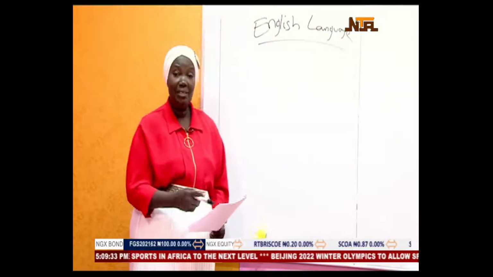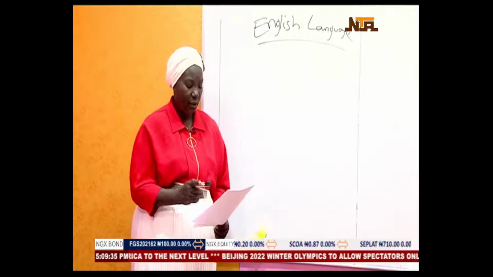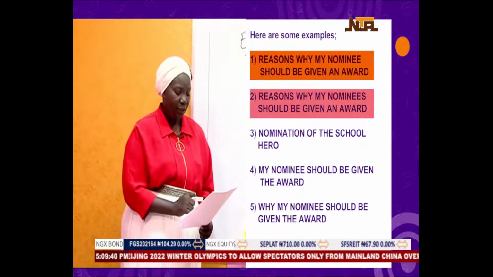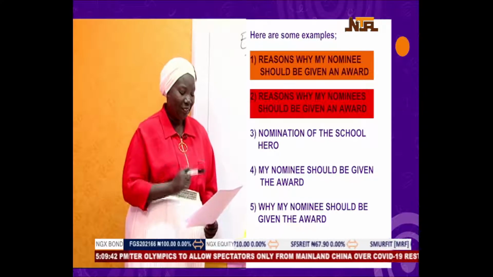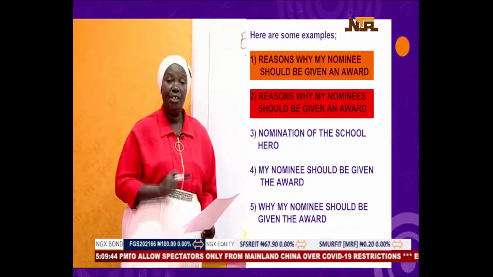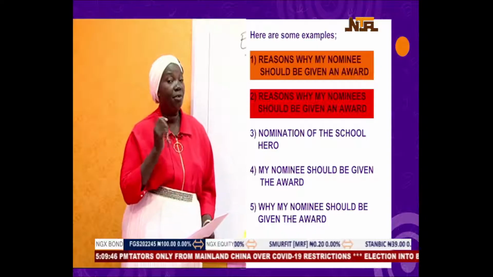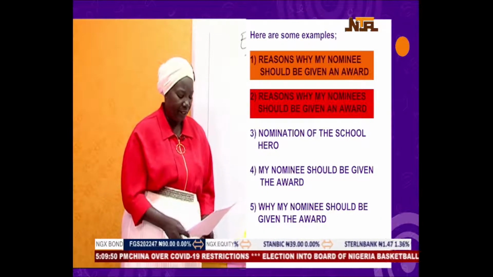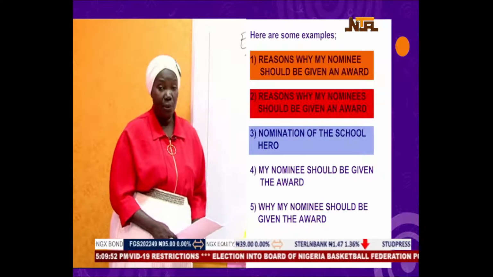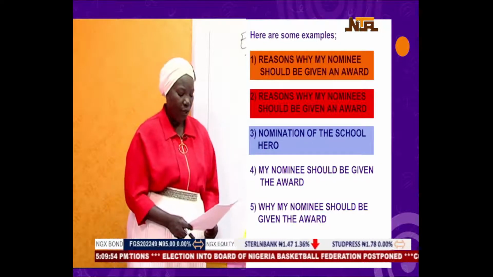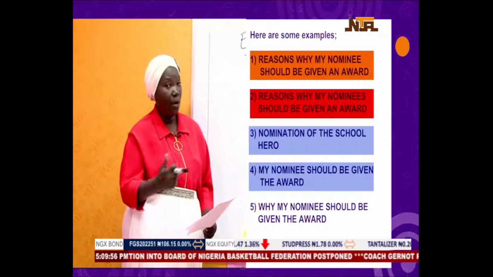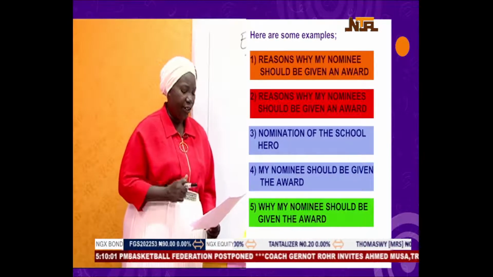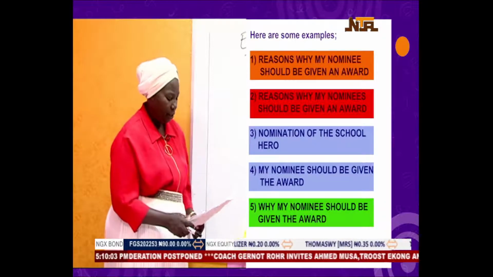Now, if you consider these headings, number 1, 2, cannot go. Especially number 2. You see, reasons why my nominees should be given an award. And you know, you are nominating just a candidate. So most often, candidates can make mistake. Nomination of the school hero, to an extent, can go. My nominee should be given the award. It can also go. But the best option there is why my nominee should be given the award.